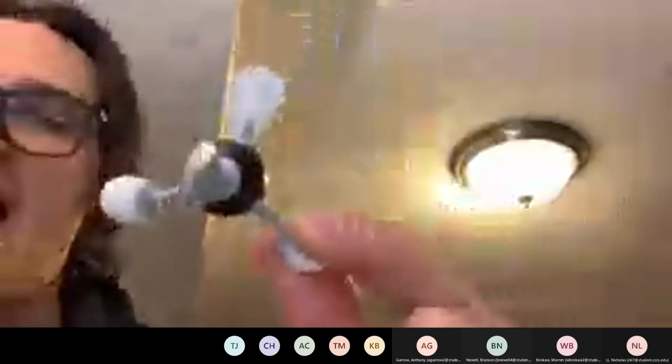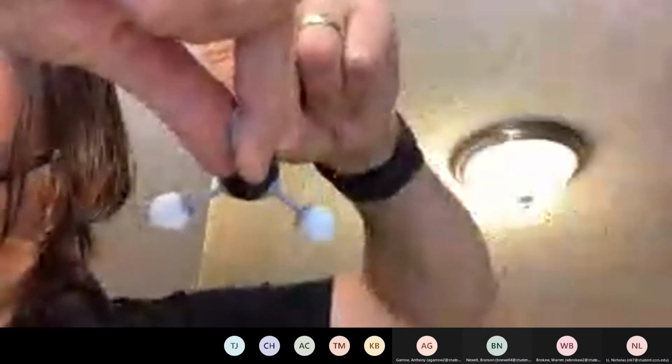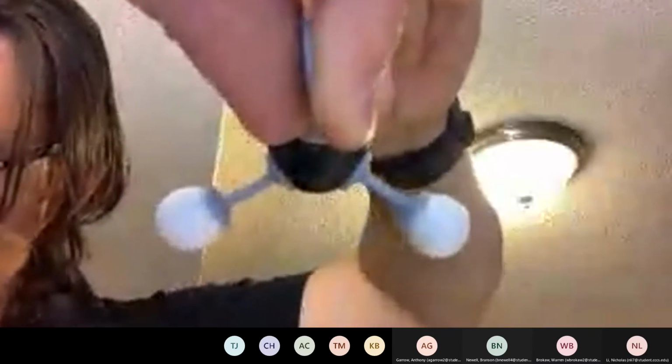Because electron geometry considers bonds and lone pairs. I have 1, 2 bonds, 2 lone pairs. That's 4. That's a tetrahedral electron geometry. However, my molecular geometry only considers the bonds, and that is called bent. You see how we have a bend in it right here. And this is actually a model of water, right? Water has a central oxygen with 2 bonds and 2 lone pairs.